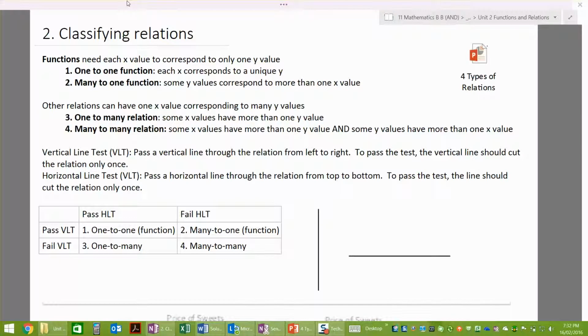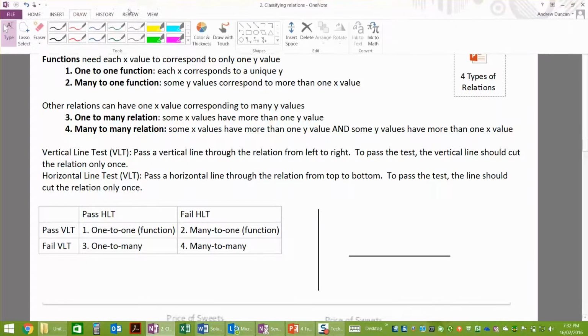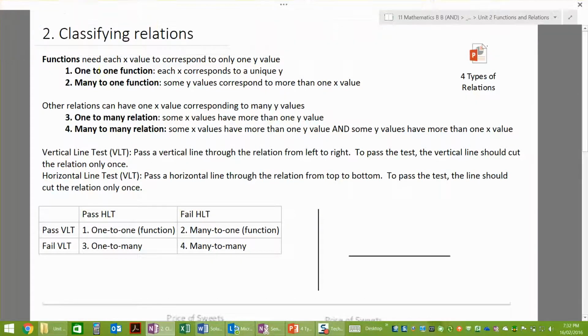Purpose of this video is to show you how to classify relations. By the end of this lesson you'll be able to classify relations into either functions, which can be one-to-one or many-to-one, or you can also classify them as one-to-many or many-to-many relations. We'll eventually look at these definitions and the vertical line test and horizontal line test.